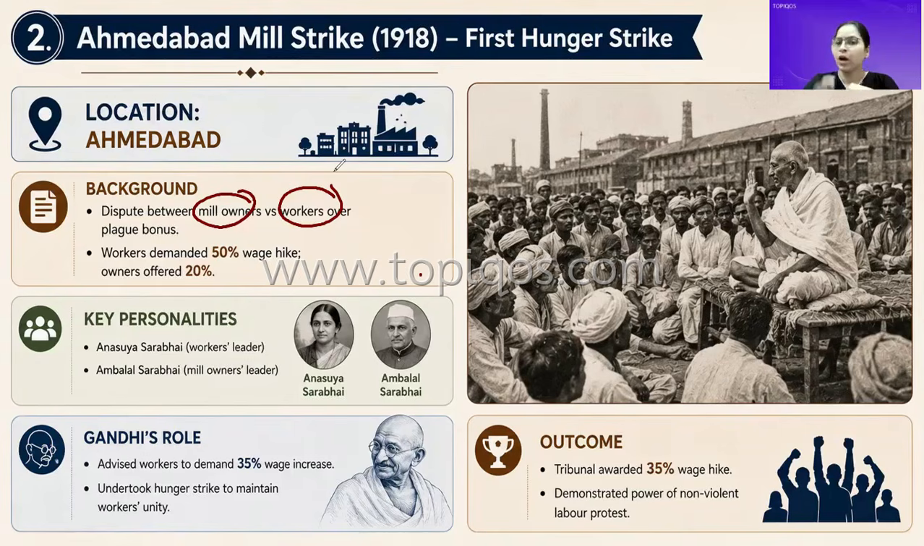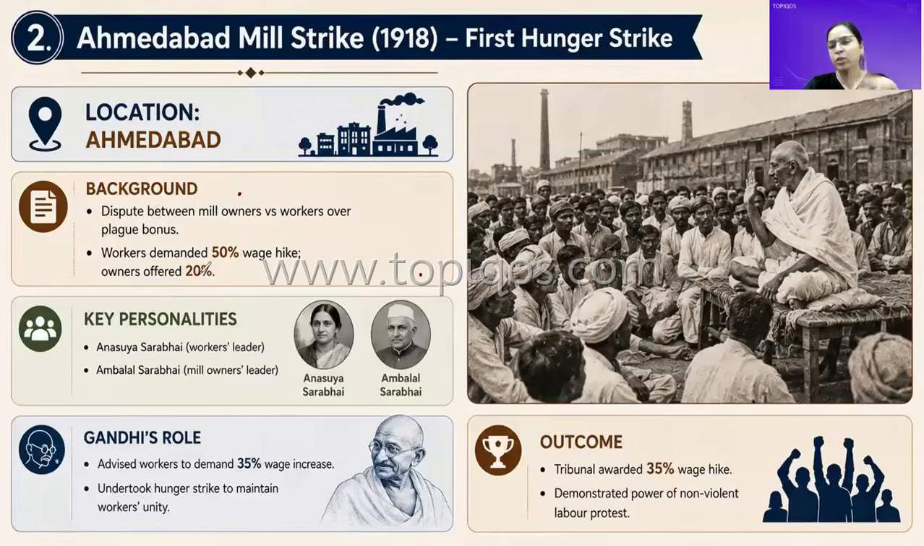Second important thing now, however, though the plague situation had receded, there was still inflation, and the workers were not able to cope up. Okay. So the workers were demanding, fine, if you are withdrawing our bonus, at least give us a 50% wage hike. Okay. Owners were saying that we will not give you a 50% wage hike, we will give you a 20% wage hike. So that dispute started between mill owners and workers. Okay. So mill owners were ready to give 20% as the wage hike, and workers were demanding a 50% wage hike. Okay. And also, the plague bonus was taken away by the mill owners.